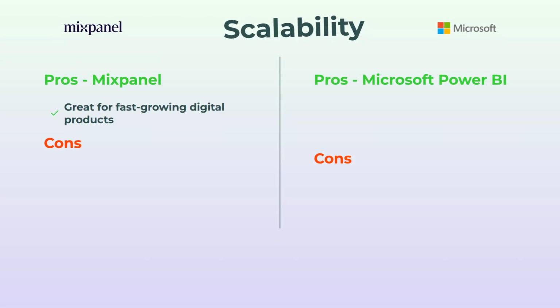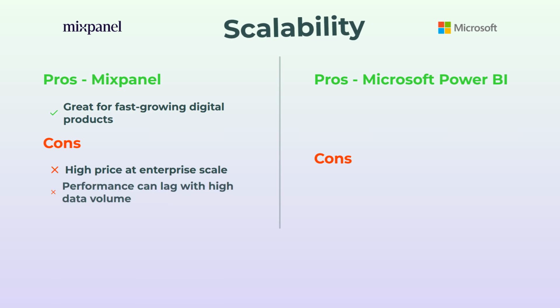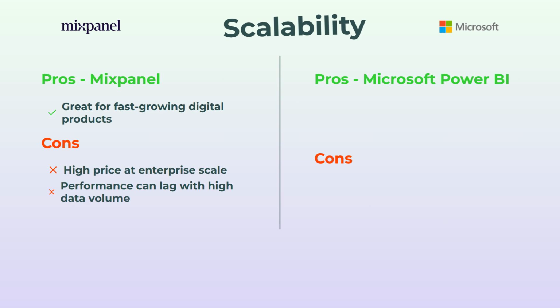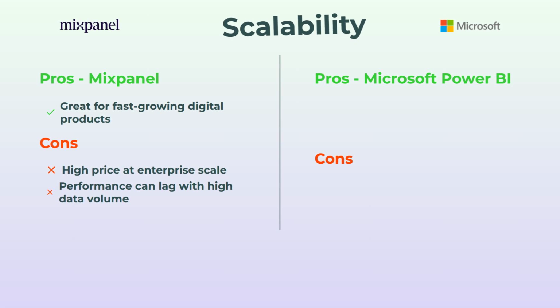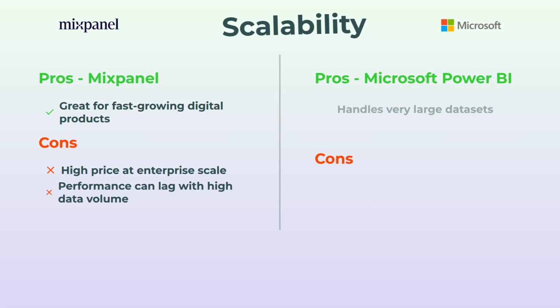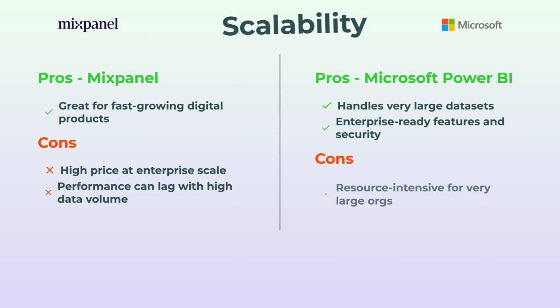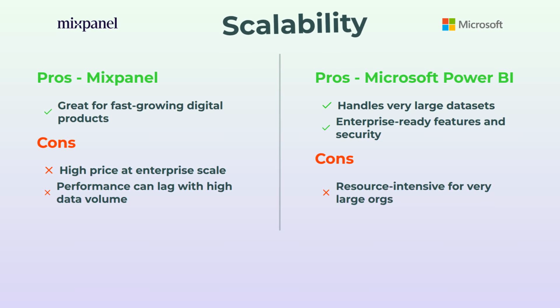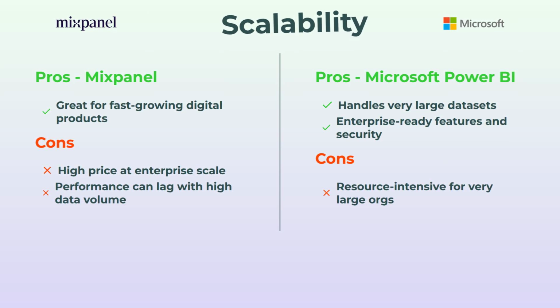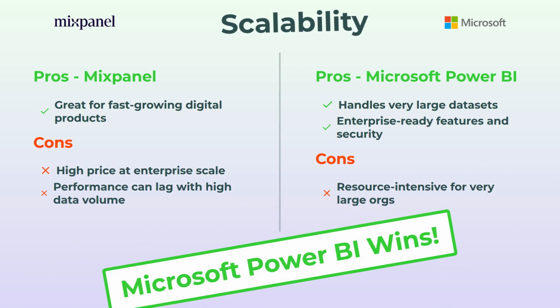Scalability. Mixpanel is awesome when you're growing a digital product super fast, and it'll keep up. But once you're scaling to the enterprise, prices go wild, and sometimes performance just can't keep up with huge volumes. On the other hand, Power BI is like a tank. Massive datasets, enterprise features, and security that'll make IT happy. It can get resource intensive for huge orgs, but it's built to handle that scale. So yeah, Power BI takes this one.